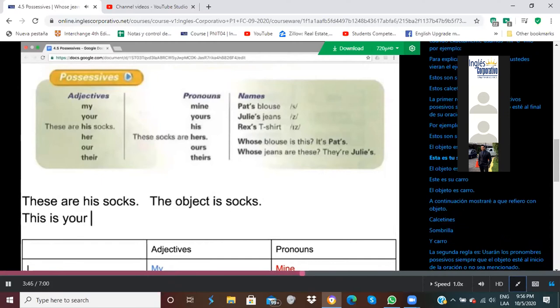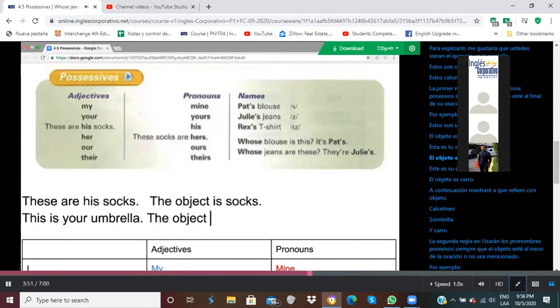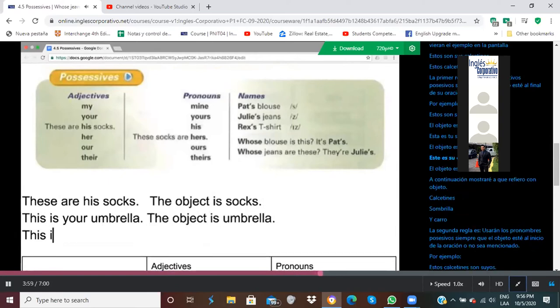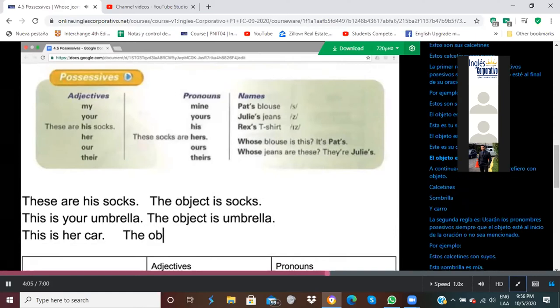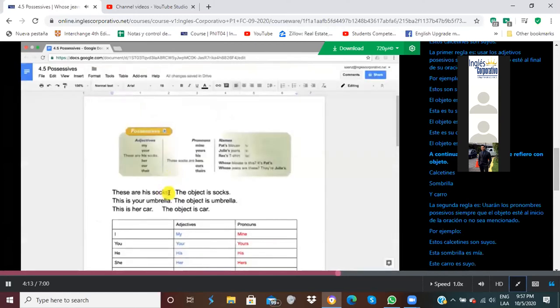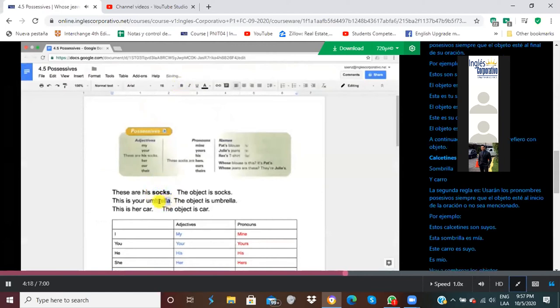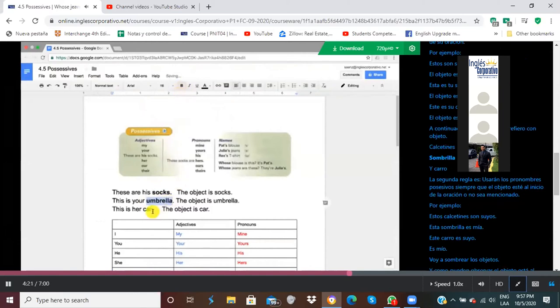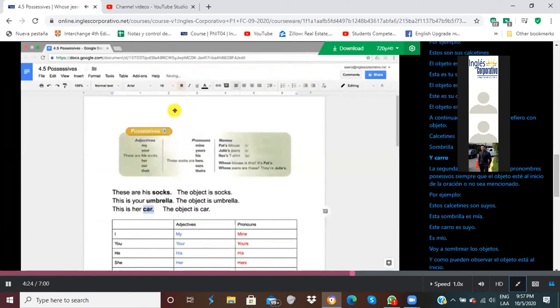This is your umbrella. The object is umbrella. This is her car. The object is car. And let me point out what I mean by object. Socks, umbrella, and car.